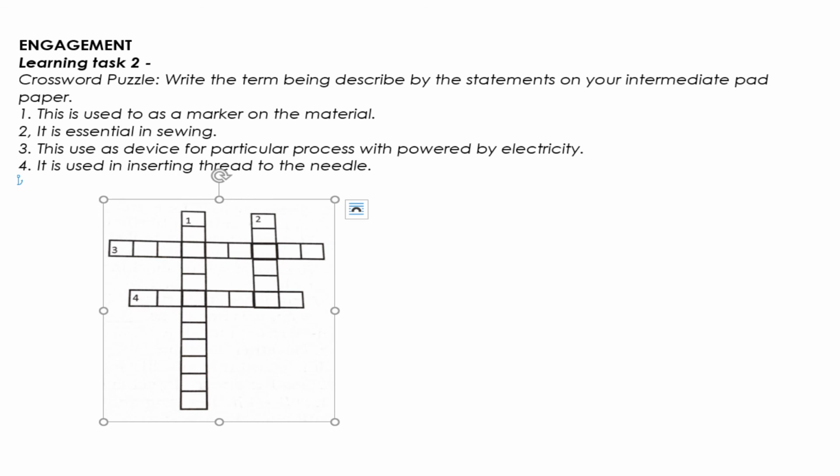Next, number 2, it is essential in sewing. Number 3, this is used as a device for a particular process powered by electricity. 4, it is used in inserting thread to the needle. Inserting thread to the needle, ano ba yon?